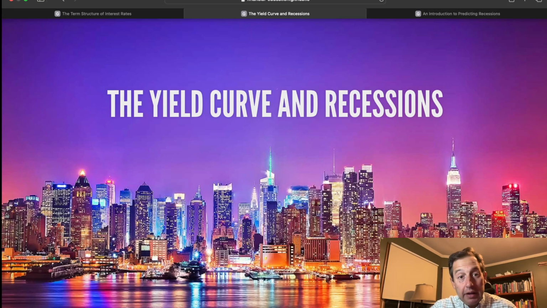There's been a lot of talk lately about an inverted yield curve and what that signals for future economic growth. Specifically, does it signal a recession? So what we'll do here is take a quick look at the theoretical underpinning of that, why an inverted yield curve might indicate a recession, and then we'll jump into some actual data and take a look at the historical record and see whether that theory is borne out by what we see happening in markets.